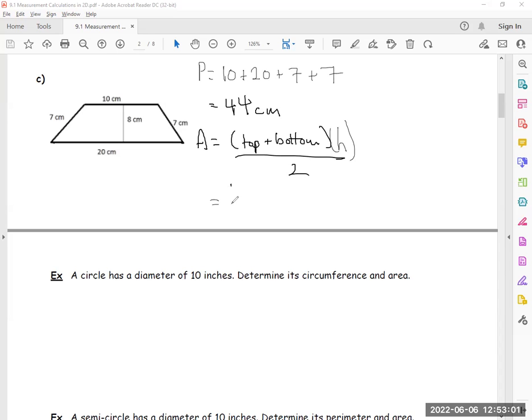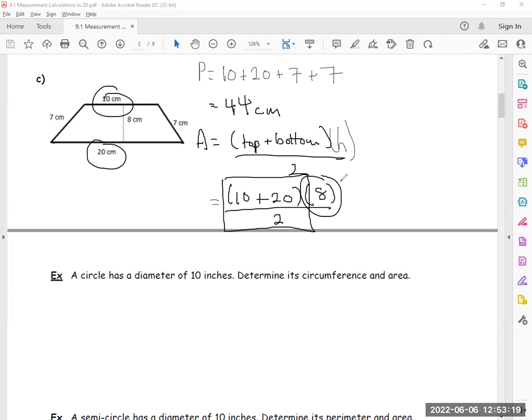defense, my top number is a 10, my bottom number is a 20, I multiply by the height, which is 8, and then I divide by 2. I average the 10 and the 20 to get my length. I multiply by 8 because that's my width. I get 30 divided by 2, that's 15 times 8, that's 120 centimeters squared.